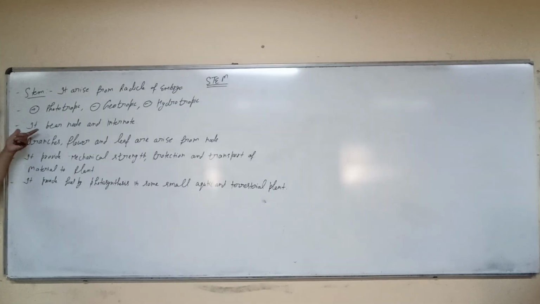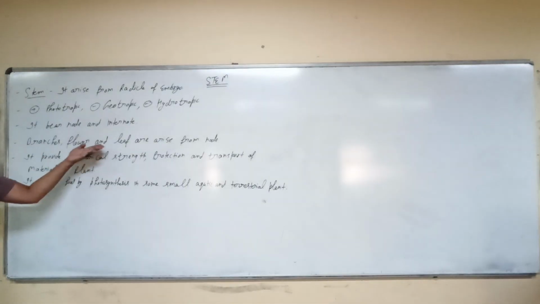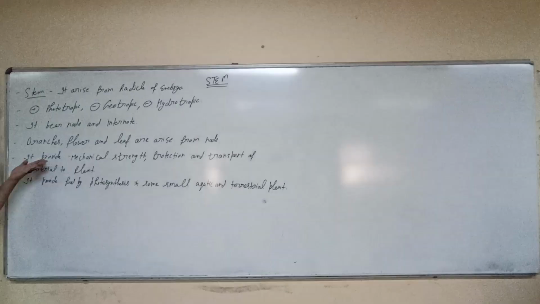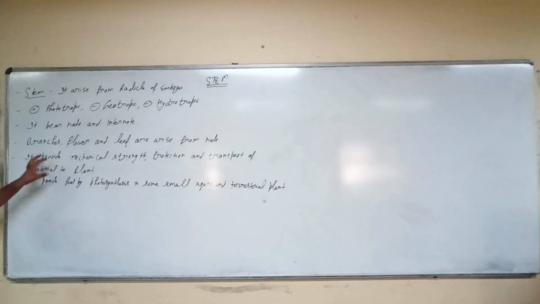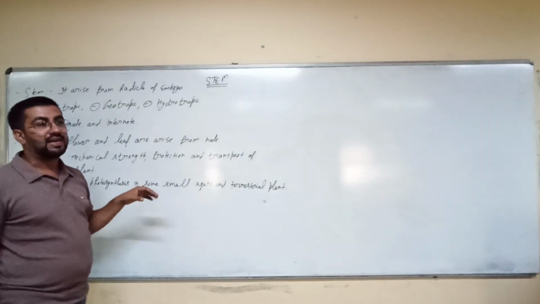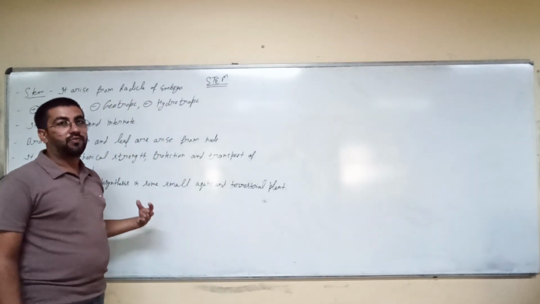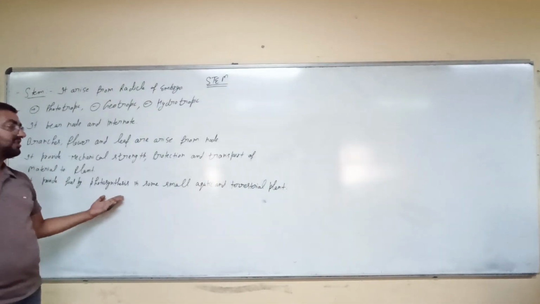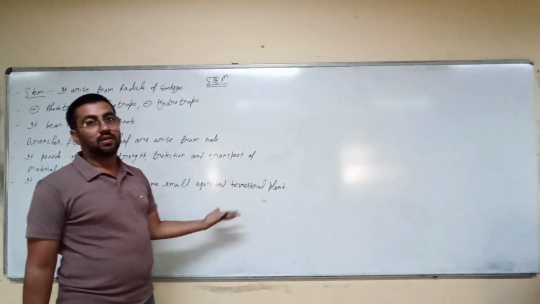It bears node and internode. The stem has node, internode, branches, flower and leaf. All arise from the node. Next, it provides mechanical strength, protection and transport of material to the plant, because in the stem the plant has xylem and phloem, the vascular system, which provides food, water and minerals to different parts of the body. It provides food by photosynthesis, because in some aquatic and small terrestrial plants the stem is green and performs photosynthesis.